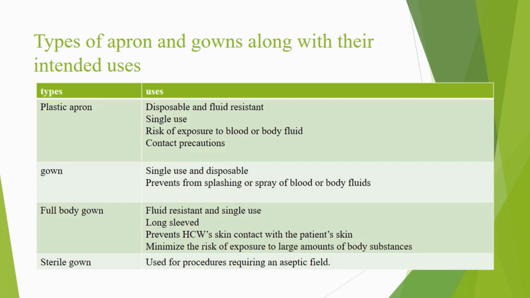Plastic apron: it is a disposable, fluid resistant apron which is single use. It is used only when there is risk of exposure to blood or body fluids. In cases of contact precautions, gowns are also single use and disposable. They prevent splashing or spray of blood or body fluids.